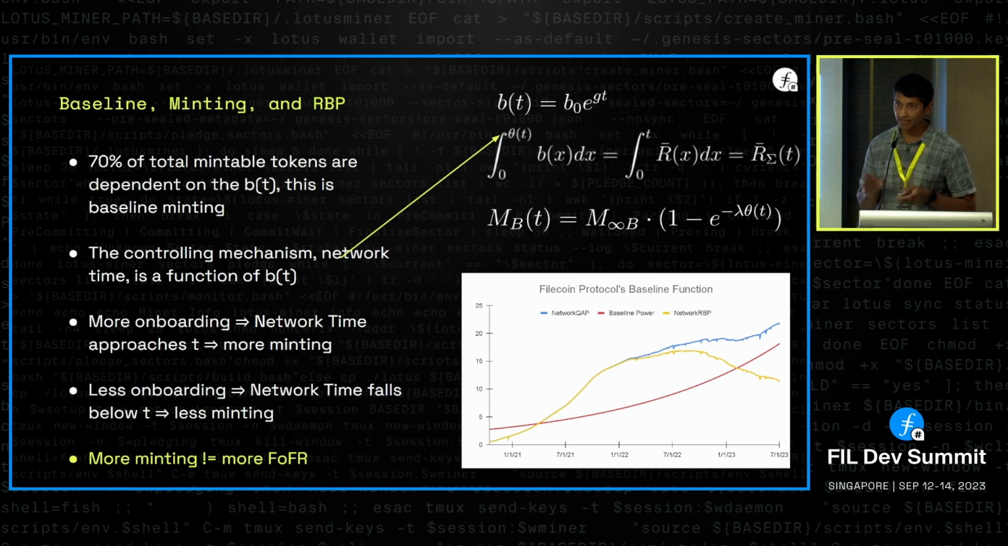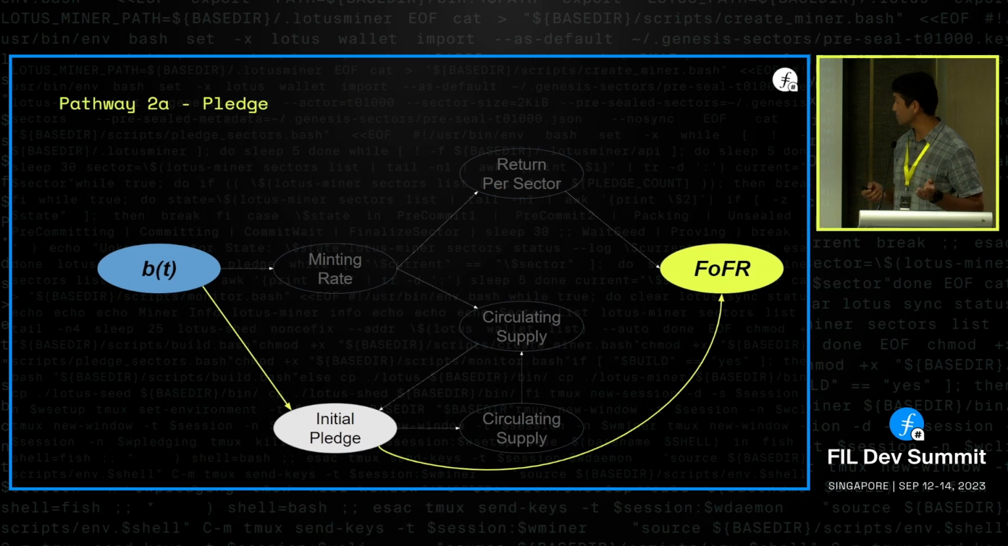But the caveat to keep in mind here in terms of incentives also is that more minting does not necessarily mean more fill-on-fill returns. And that's really kind of the incentive structure that a storage provider might use to determine whether to onboard, how much to onboard. So that's the first pathway, is through minting.